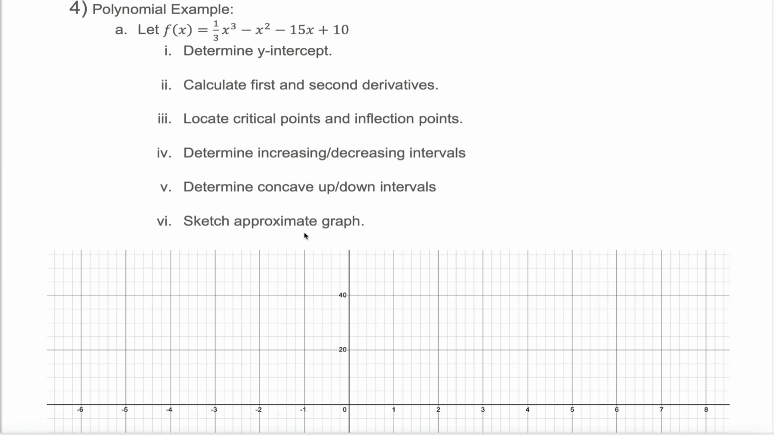And what I want to eventually do is sketch an approximate graph. And I want to emphasize that this is an approximate graph. I don't care so much that the graph looks right. What I care about is that I properly depict the intervals where it's increasing and decreasing and concave up and concave down.